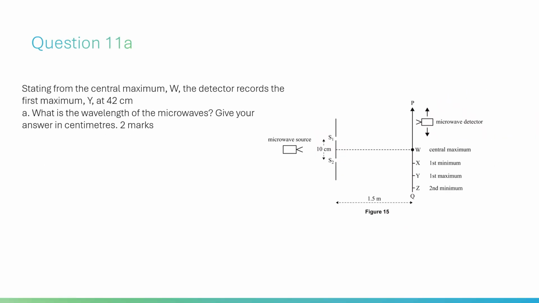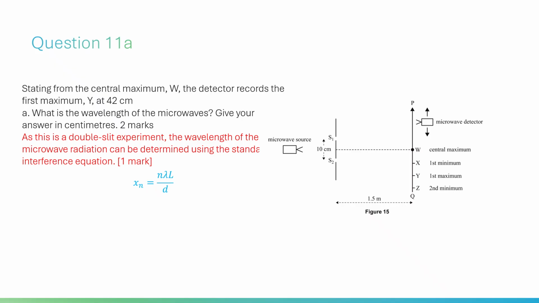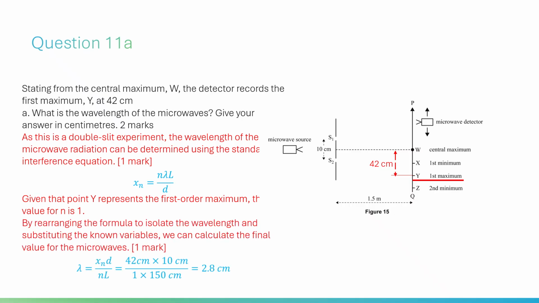As this is a double-slit experiment, the wavelength of the microwave radiation can be determined using the standard interference equation. Given that point Y represents the first-order maximum, the value for n is 1. By rearranging the formula to isolate the wavelength and substituting the known variables, we can calculate the final value for the microwaves.